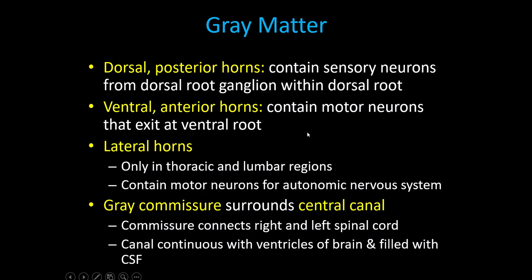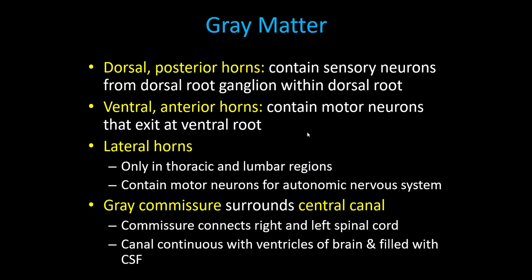So let's look at the gray matter, right? Again, picture the H or the butterfly. It's got horns, right? So we've got dorsal, posterior horns, and then ventral and anterior horns. And then in the thoracic and lumbar regions, we actually have lateral horns that come out the sides.